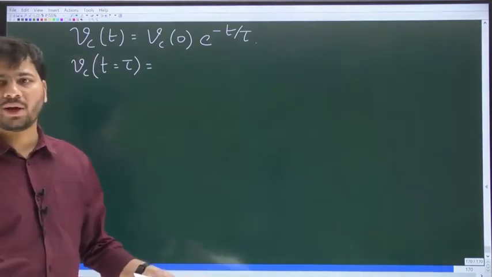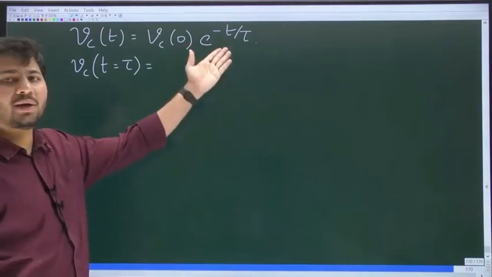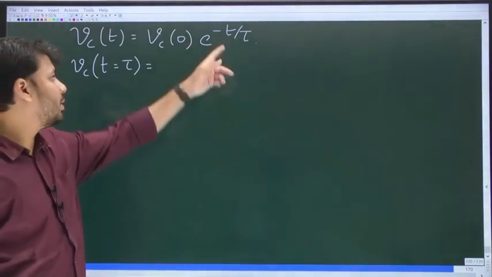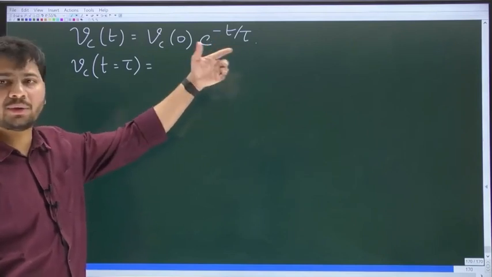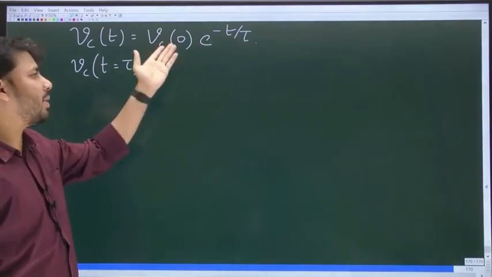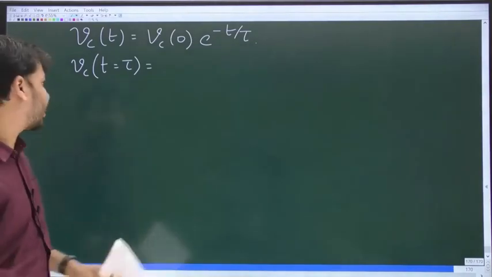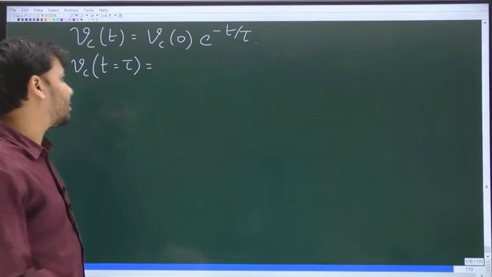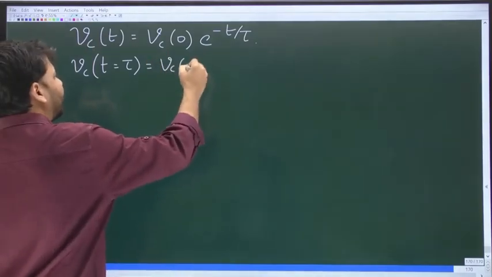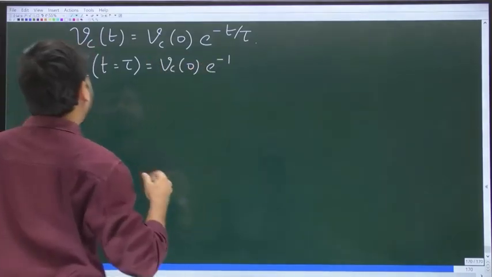When I say Vc at t equal to tau, in place of small t, you substitute what? Tau. In place of small t, if you put tau, is it not e power minus tau by tau, which is e power minus 1, into the initial voltage? So the value of voltage across the cap after 1 time constant will be equal to Vc of 0 into e power minus 1.